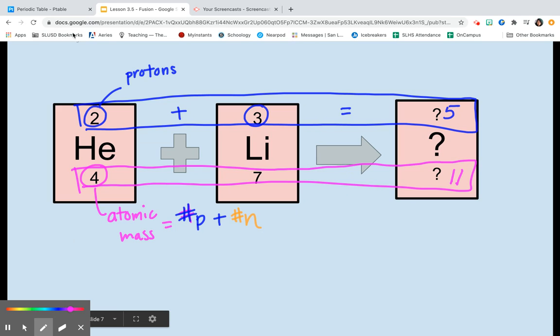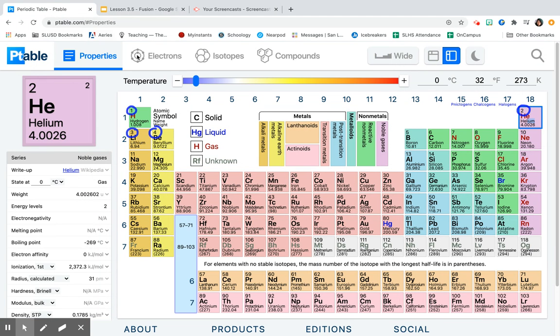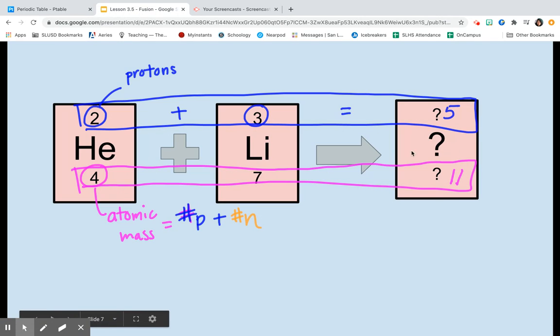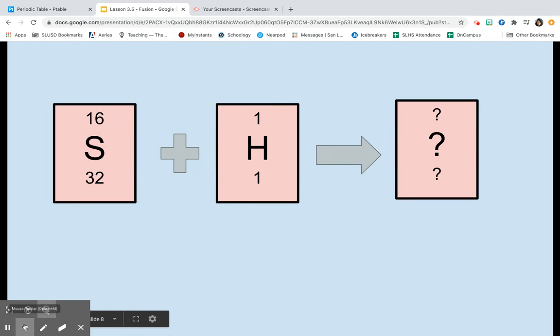All right, so therefore, on my periodic table, I'm going to look for an element with 5 protons, or the atomic number of 5. So up here, 1, 2, 3, 4. Here's my 5th one. So the element with 5 protons we call boron, symbolized by the capital letter B. Right? So this element is going to be boron.